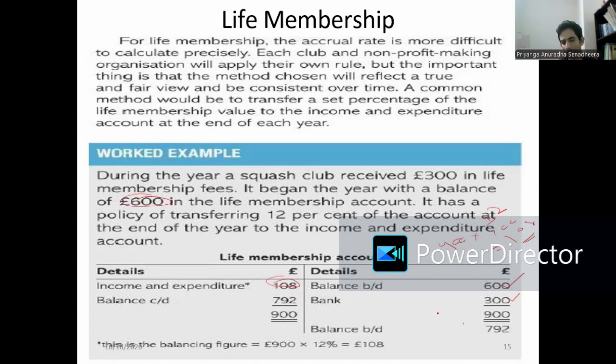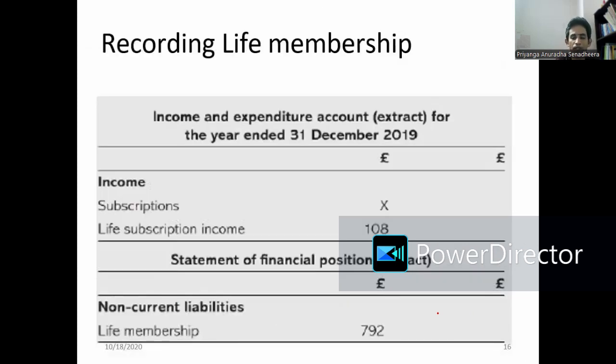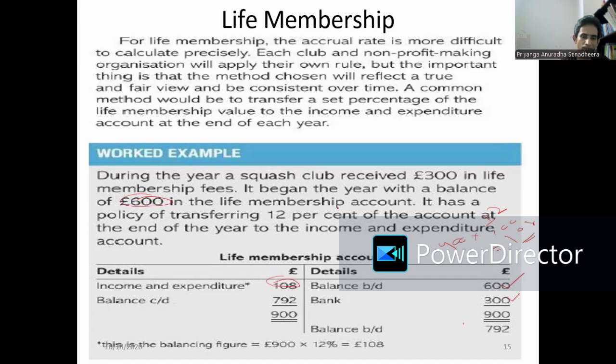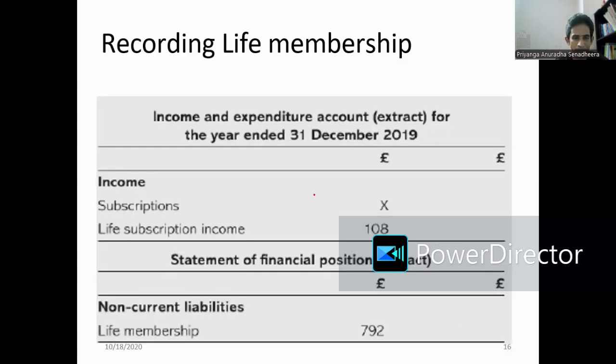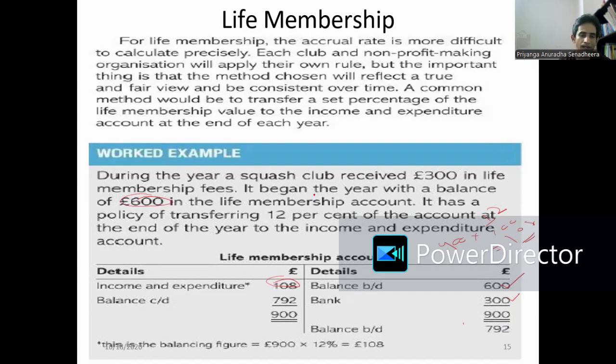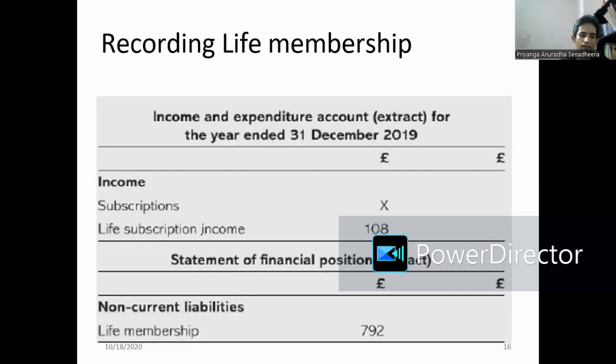Most important thing is the opening balance is a liability. That's really, really important. And how we are going to record this in our income and expenditure account is life subscription income. It's an income, because we are transferring to income and expenditure. And the other thing is the closing balance, 792. We record it in the statement of financial position as a non-current liability. We write there life membership 792.